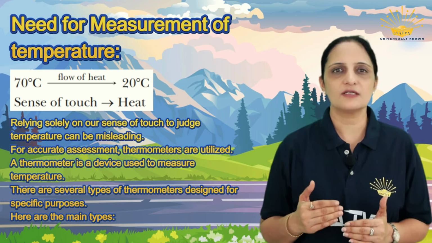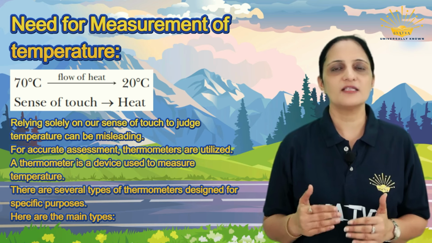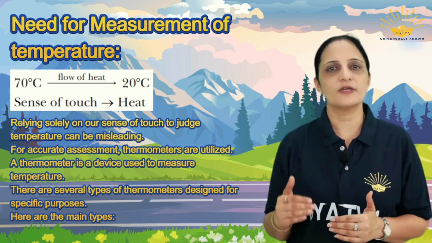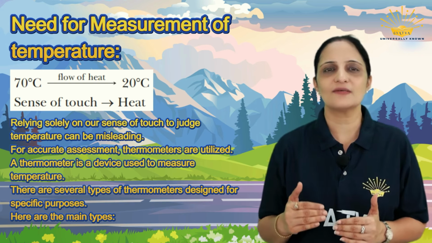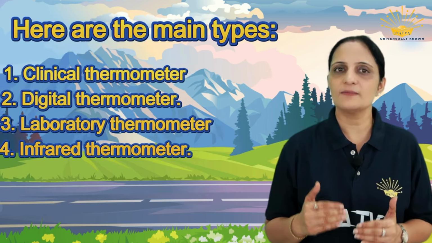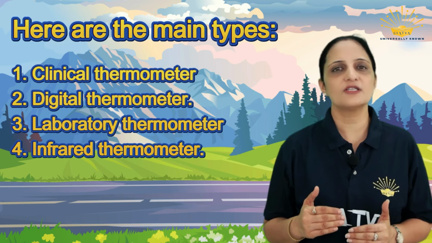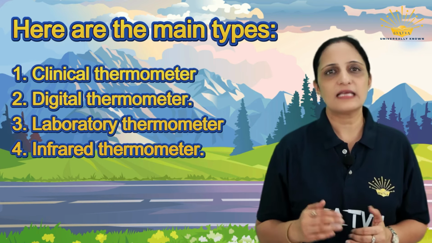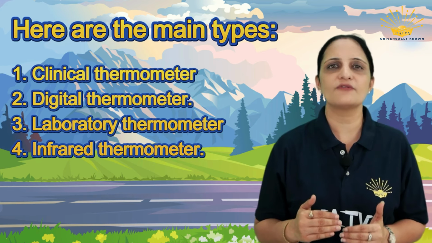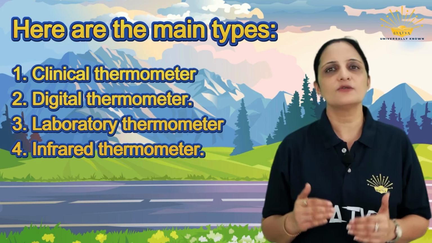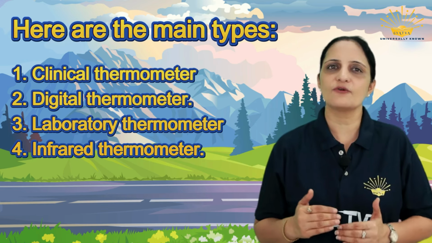So what is a thermometer? A thermometer is a device which is used to measure temperature. There are several types of thermometers designed for specific purposes. The main types are: the first is the clinical thermometer, second digital thermometer, third laboratory thermometer, and fourth infrared thermometer. We are going to study these four thermometers in detail.